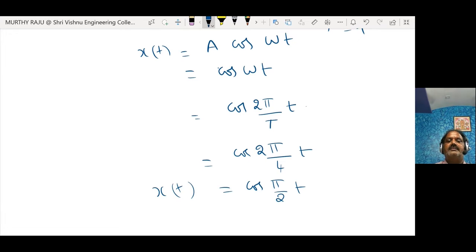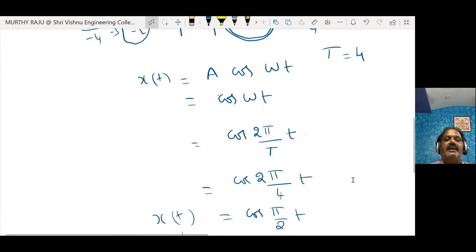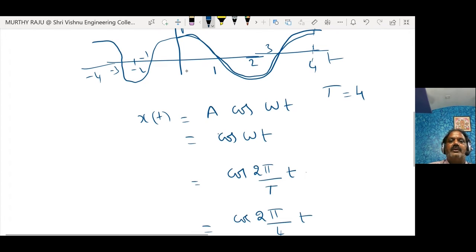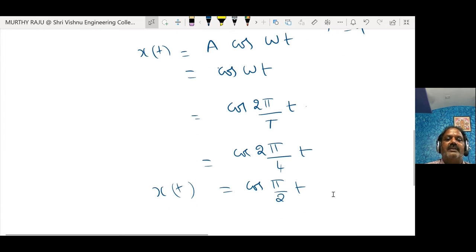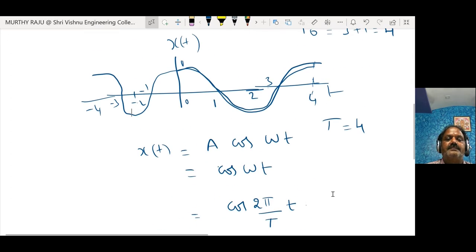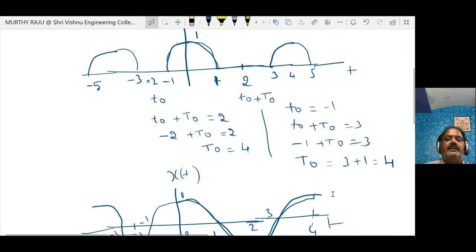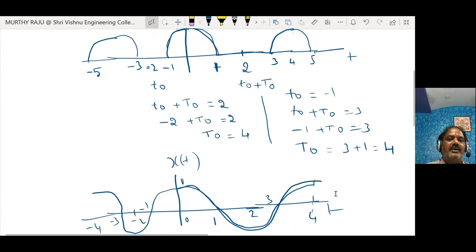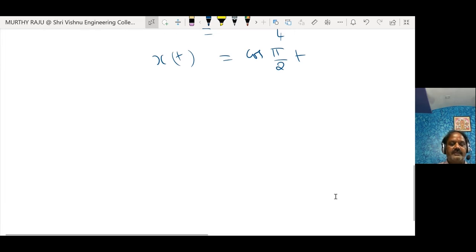x of t is equal to cos pi by 2 t. Here again the time period is from 0 to 4, or minus 1 to 3, or minus 2 to 2, whatever it may be. Therefore, x of t is equal to cos pi by 2 t. The time period of the half wave rectified cosine waveform is 4. Now find out the coefficients.